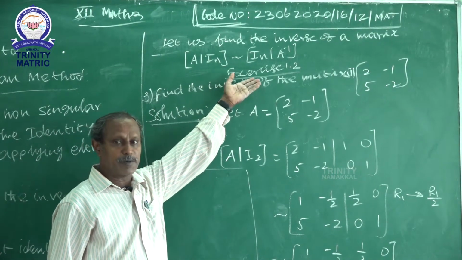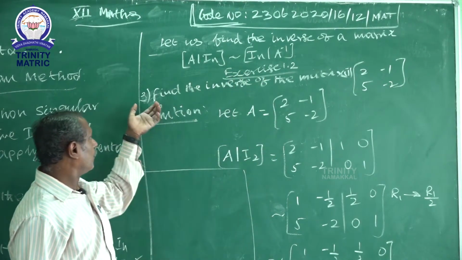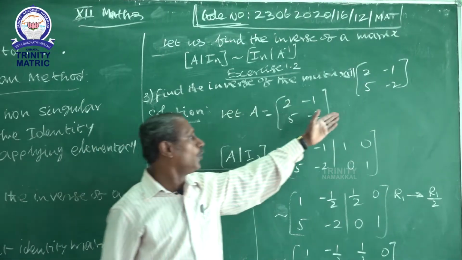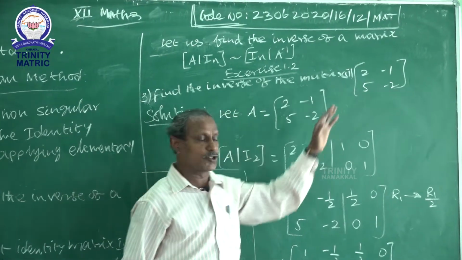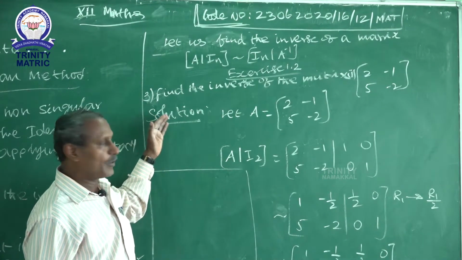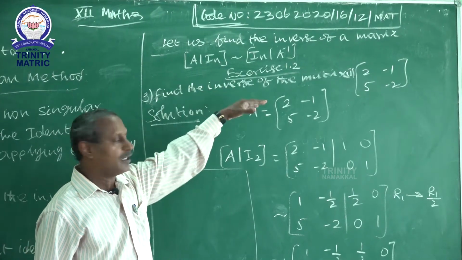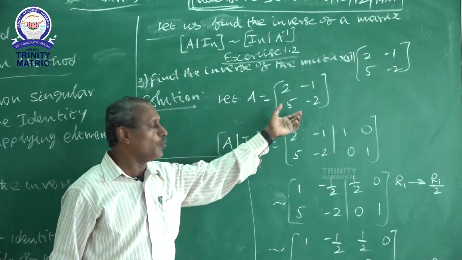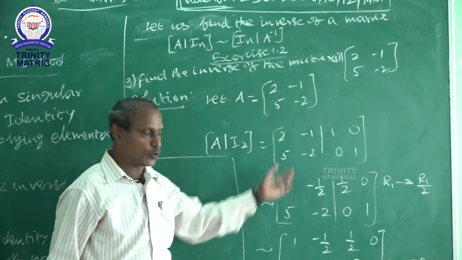We are taking the sums from exercise 1.2, the third problem: find the inverse of the matrix [2 -1; 5 -2]. Solution. First we have to give a name to it. If there is no name, first assign a name: let A equal [2 -1; 5 -2].